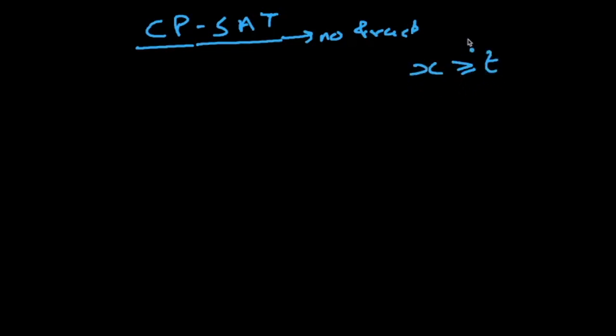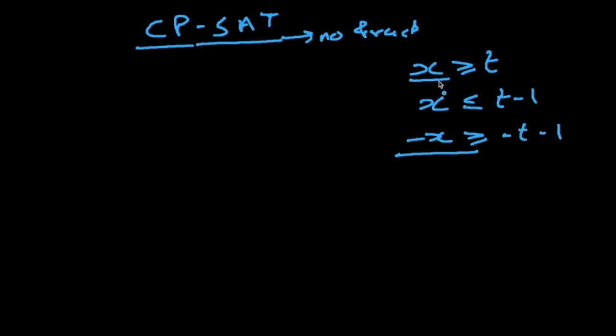So x is greater or equal to t, it's one literal. And if you want to say that x is less than or equal to t minus 1, we basically say that minus x is greater or equal to minus t minus 1. And this is my negated variable, and this is my positive variable. So we'll maintain pseudocost for the positive variable, we'll maintain pseudocost for the negative variable, and the rest of the details are the same.